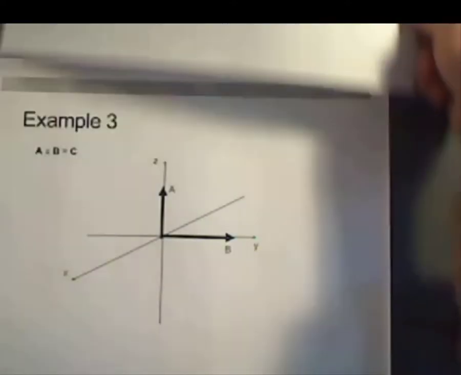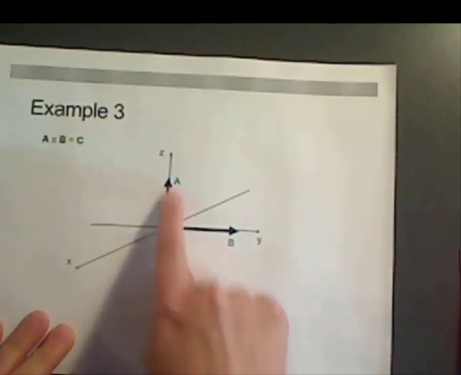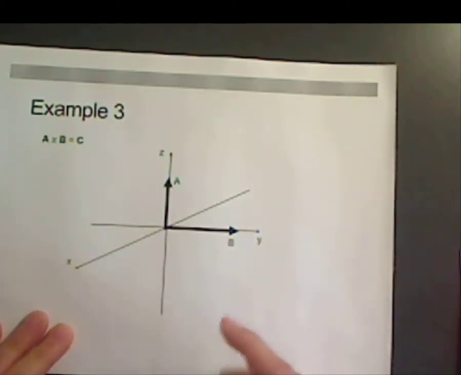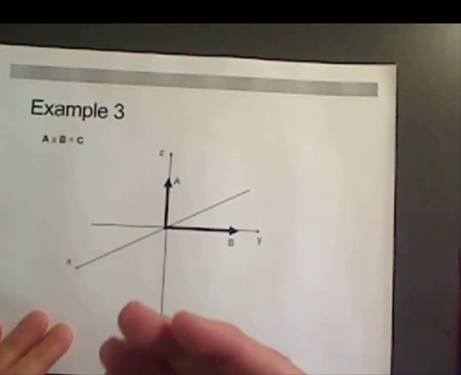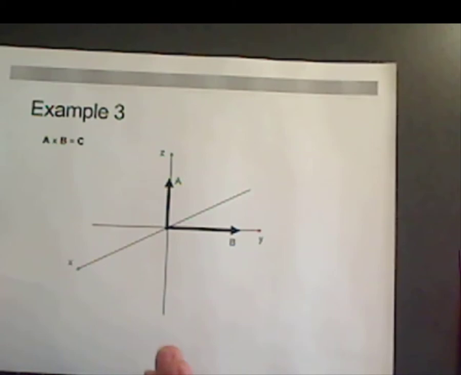Let's do a slightly different example here. Here I have A pointing towards the top of the page, B pointing to the right, and again I'm looking for C, which is the result of the cross product. This one I don't need to rotate the paper for.